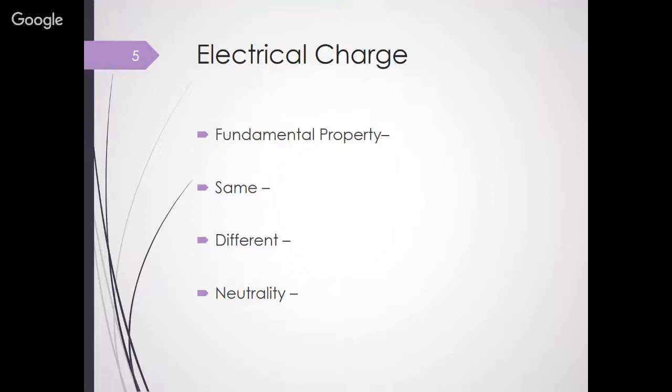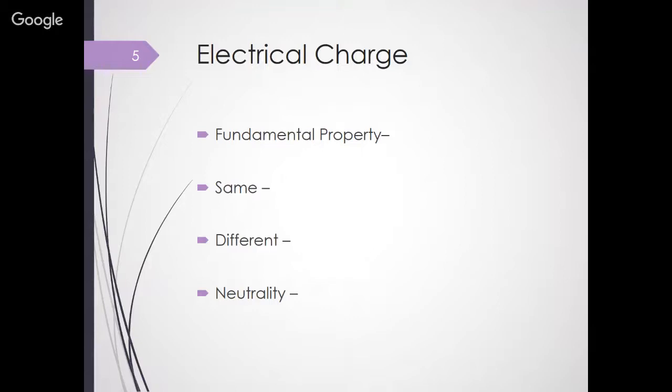So electrical charge is a fundamental property. That means you're either positive or you're negative or you're neutral. It's just how you exist. Particles that have the same charge are going to repel each other. So protons repel protons and electrons repel electrons.